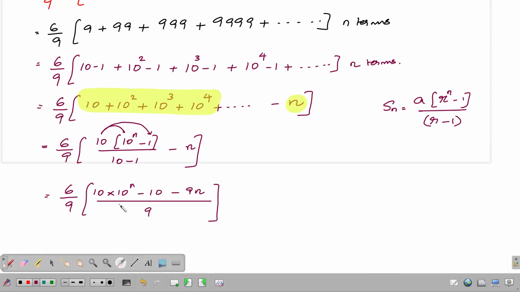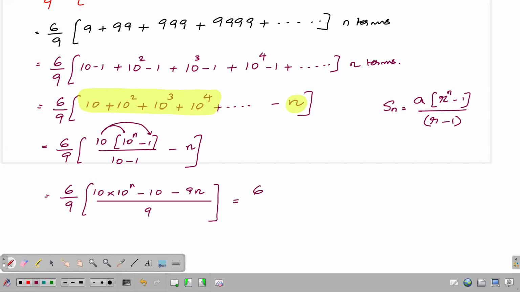Okay, I hope this is clear to you. 10 minus 1 is 9. Taking this 10 inside, 10 into 10 power n minus 10. 10 minus 1 is 9. Taking the LCM over here, minus 9n whole divided by 9 it will come. Okay, so this is the final step as far as the question is concerned.